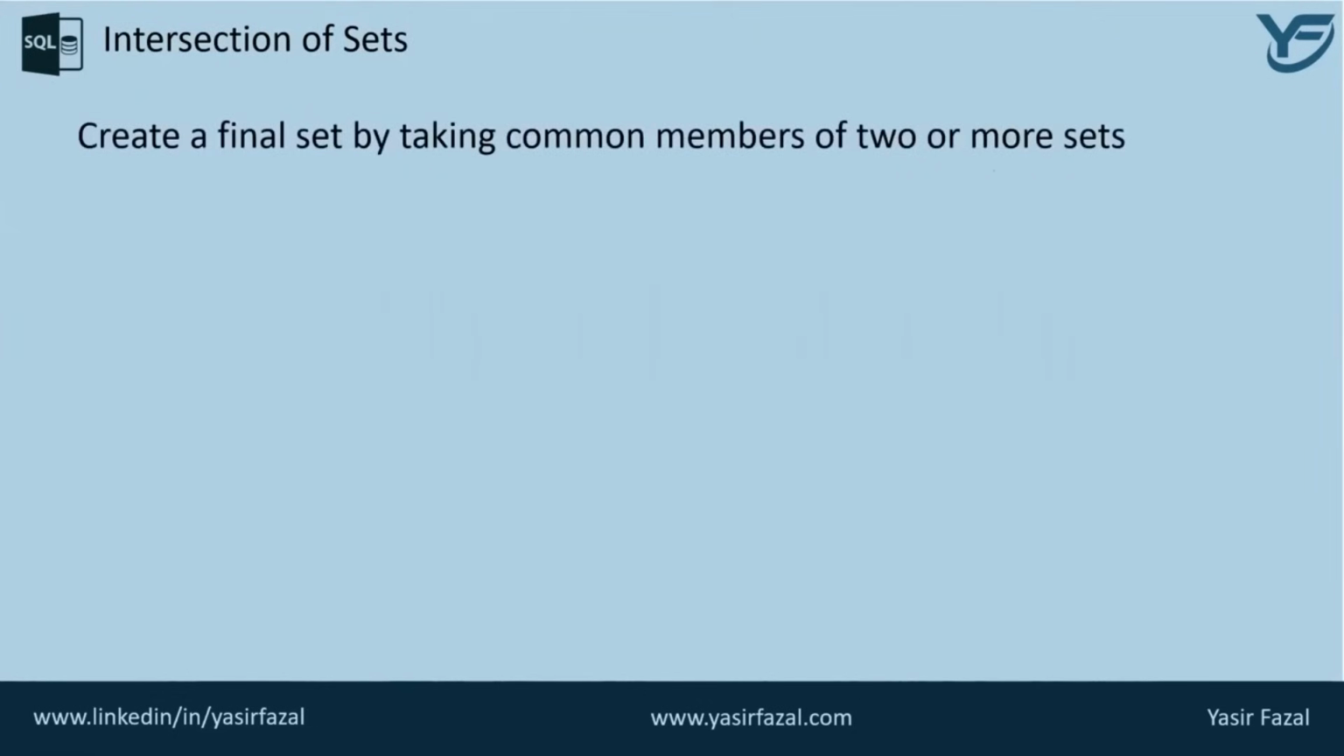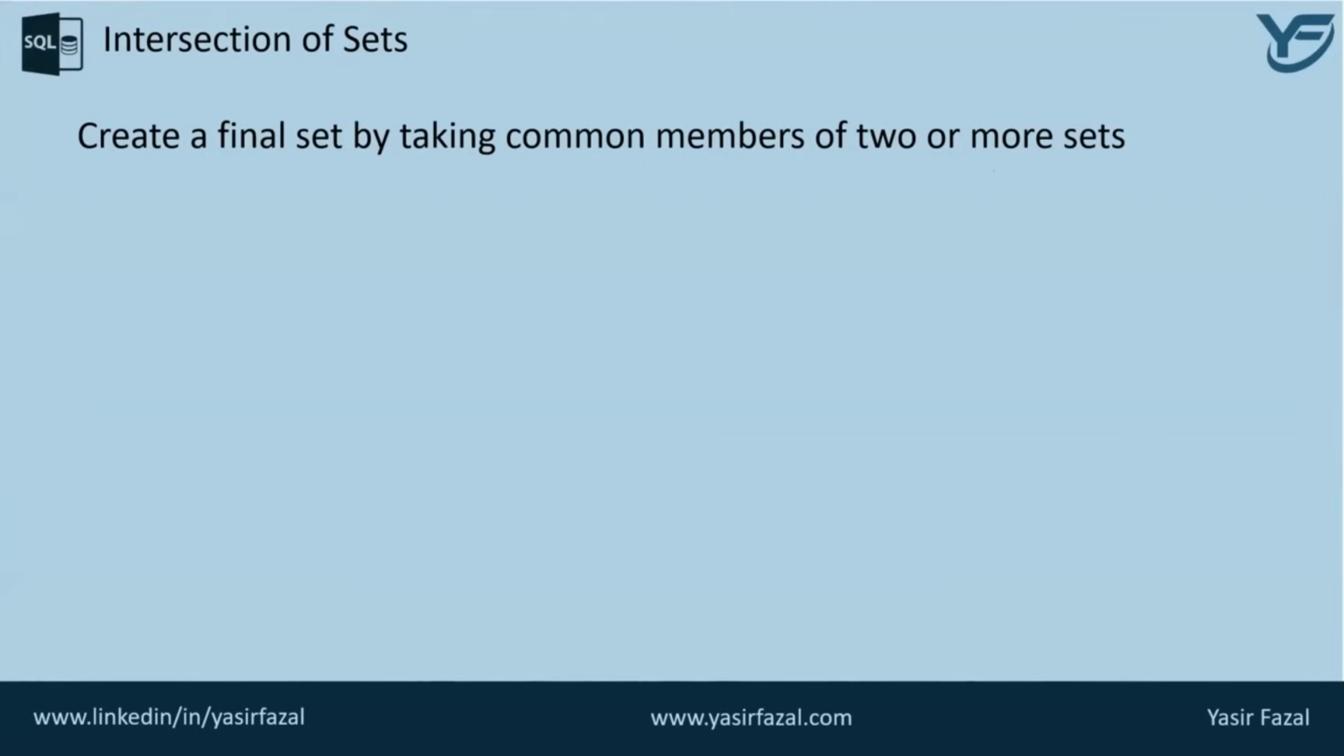It means you need to create a final set by taking the common members of two or more sets. So to get the intersection, you always need at minimum two sets. You may have more sets as well, but a minimum of two is the requirement.